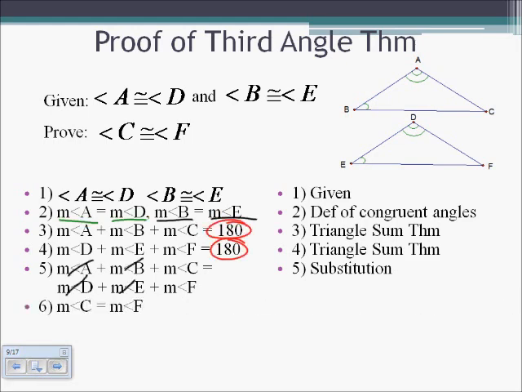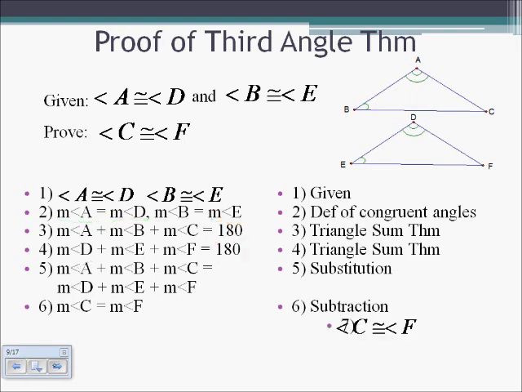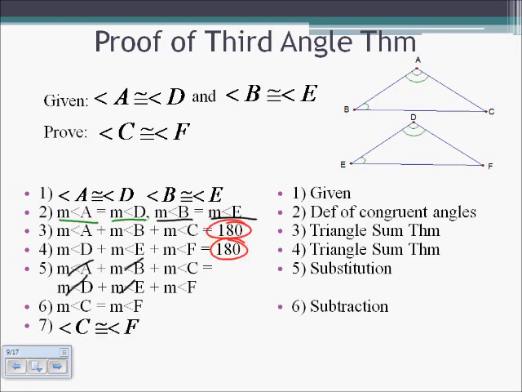The measure of angle C is equal to the measure of angle F by the subtraction property, subtracting off values that I know are the same. And once values are equal to each other, they are congruent to each other. So therefore, angle C is congruent to angle F by the definition of congruent angles. Thus, the third angle theorem is proven.